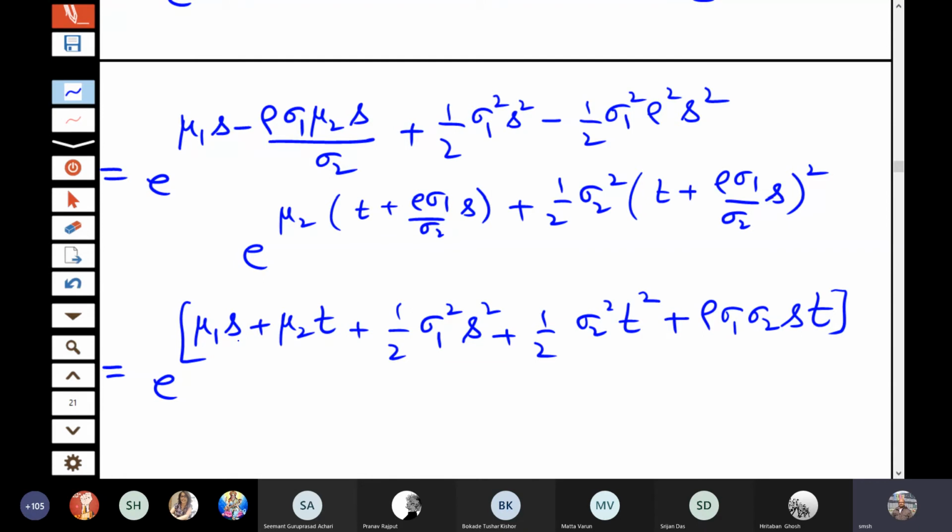Is the proof clear? Yes, sir. If you had two normal distributions, one with mean mu1 and variance sigma 1 square and another with mean mu2 and variance sigma 2 square, then I will get the MGF as e to the power mu1s plus mu2t plus half sigma 1 square s square plus half sigma 2 square t square. So for the joint distribution, this additional term, that is rho sigma 1 sigma 2 st, is also present here.